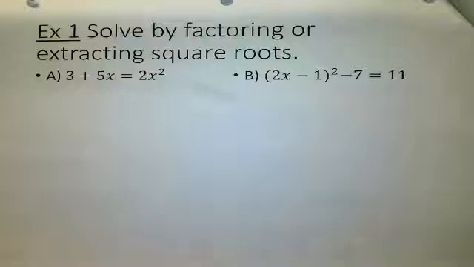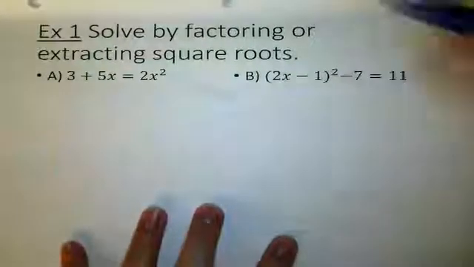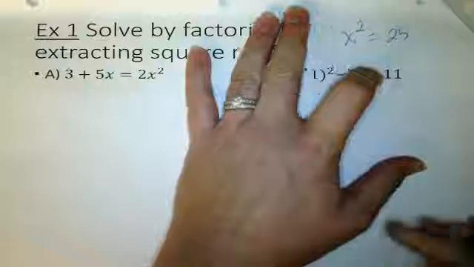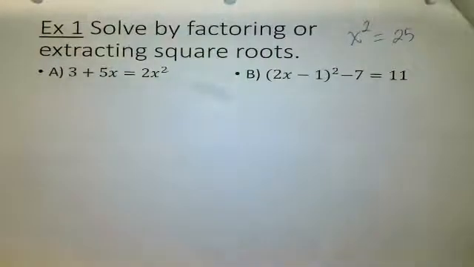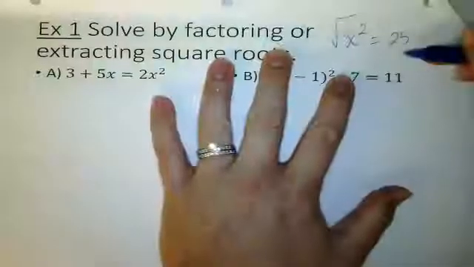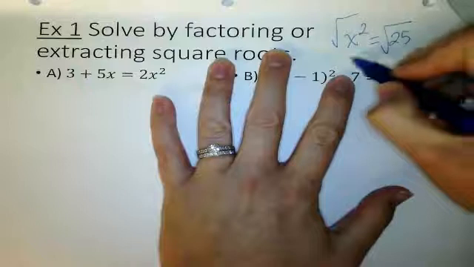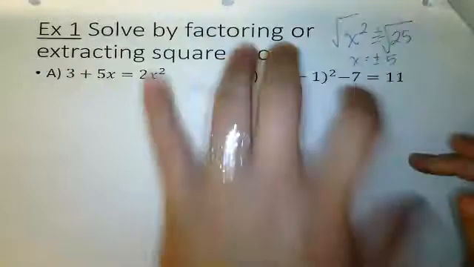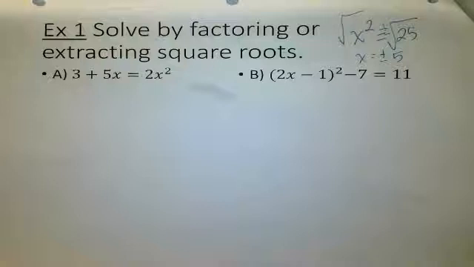So extracting square roots, the question was, what's extracting square roots? If you have x squared equals 25, how do you solve for x? Use square root both sides. And what do you need to remember when you take a square root? Plus or minus. So anytime you take a square root when you're solving, you want a plus or minus. That's extracting square roots. If we can isolate and take a square root, that's a great method.